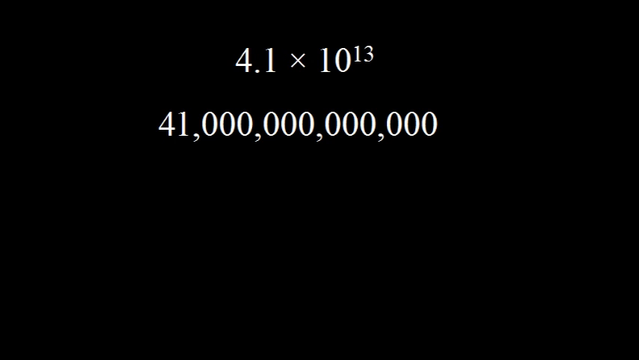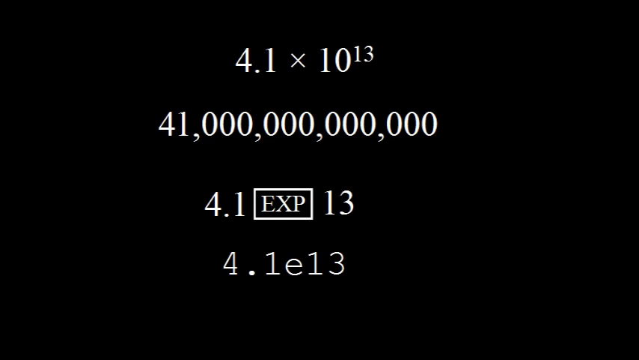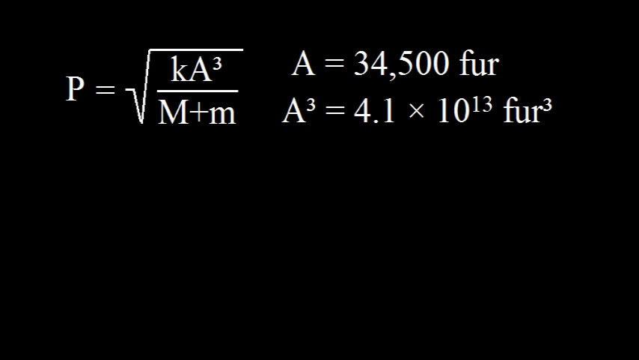To enter this number on a scientific calculator, you would type 4.1, then hit the exp key, then type 13. To enter this number in a spreadsheet or in the source code for a computer program, you'd type 4.1E13. They all mean the same thing. So our A cubed term is 4.1 times 10 to the 13th, or 41 trillion cubic furlongs.